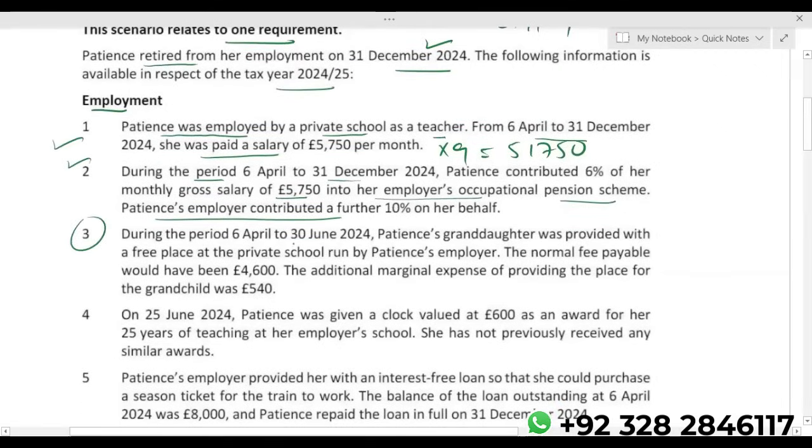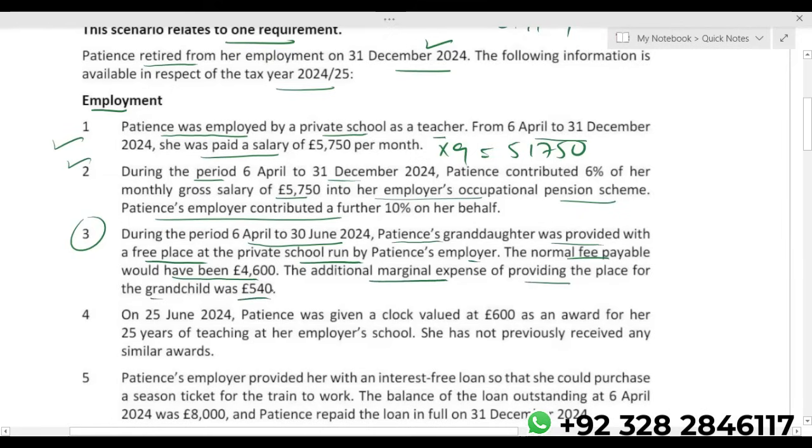During the period 6 April to 30th June 24, Patience's granddaughter was provided with a free place at a private school run by Patience's employer. The normal fee payable would have been 4,600. The additional marginal expense of providing the place to the grandchild is 540.